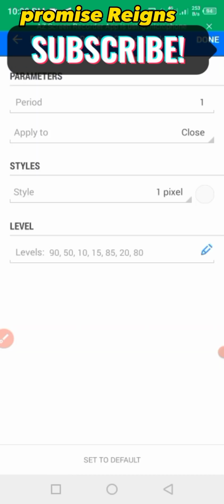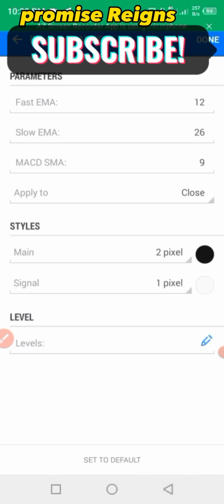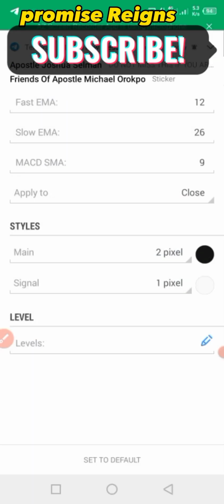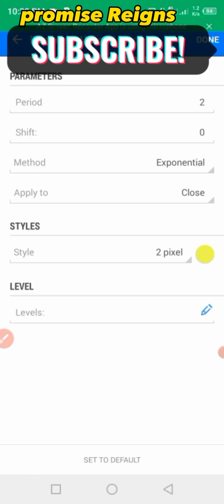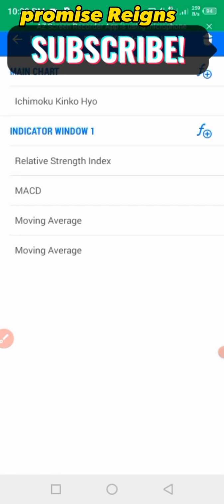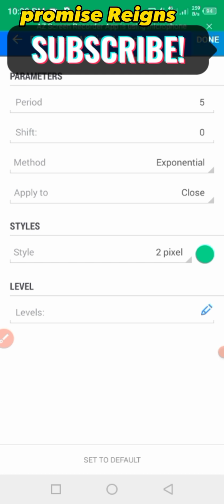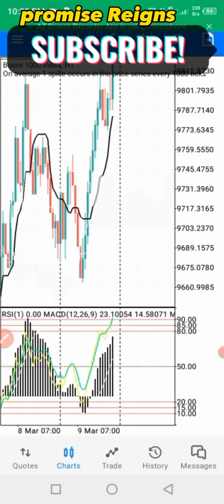Then the next one is your RSI. These are the settings, then these are the period. Same thing, you can use MACD 12. Now the MACD signal line, use the background color. The only thing we need is the main line, so we use black also. Then we go back, moving average period 2, then another moving average exponential period 5. That's all.